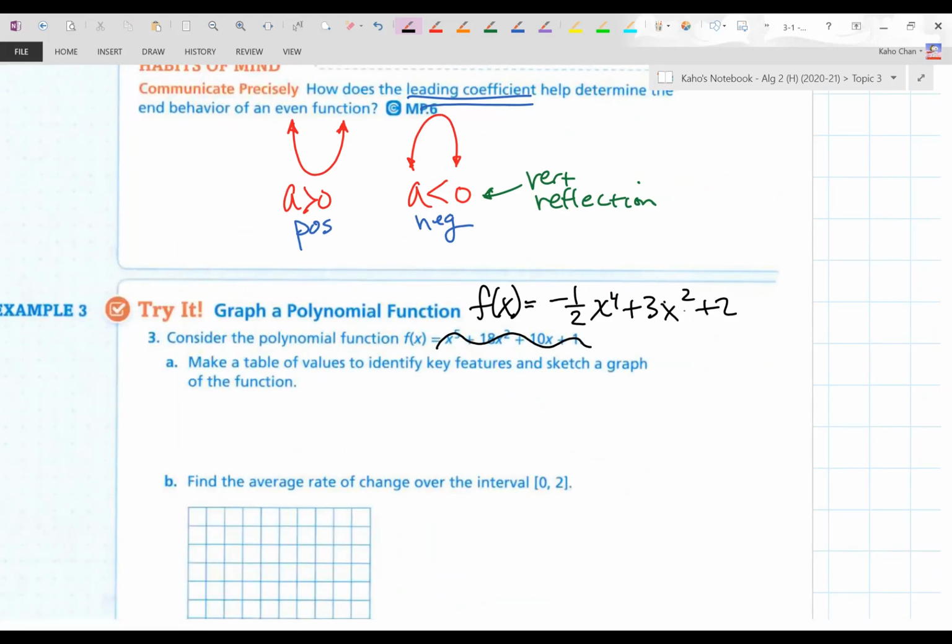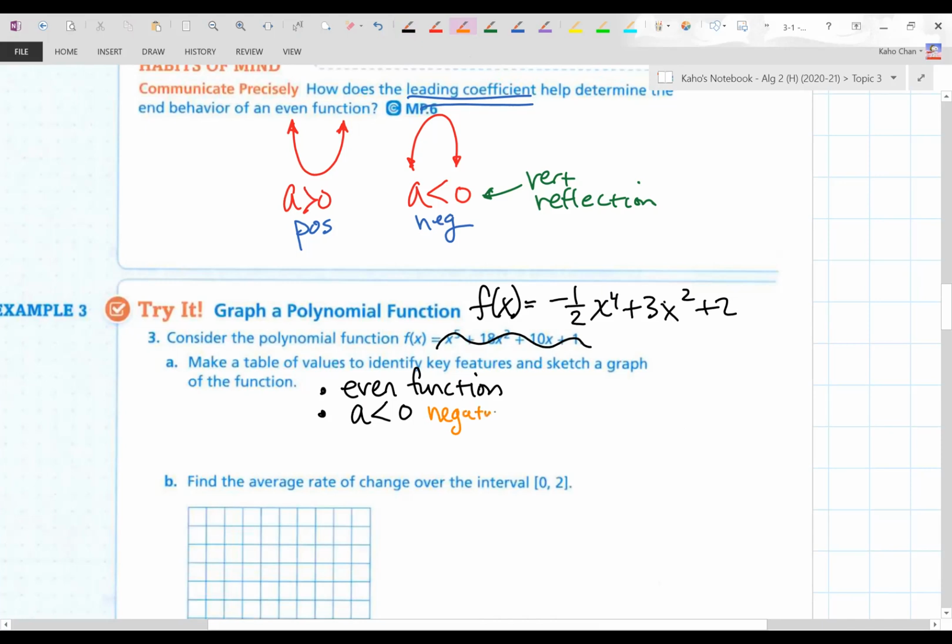Question: make a table of values to identify key features and sketch the graph of the function. Fine. We went ahead and made it an even function. So this is a characteristic. Power of 4 makes it even. The leading coefficient is negative. That does change the end behavior, doesn't it? And the degree, of course, is 4. So I'll write that down, degree of 4.